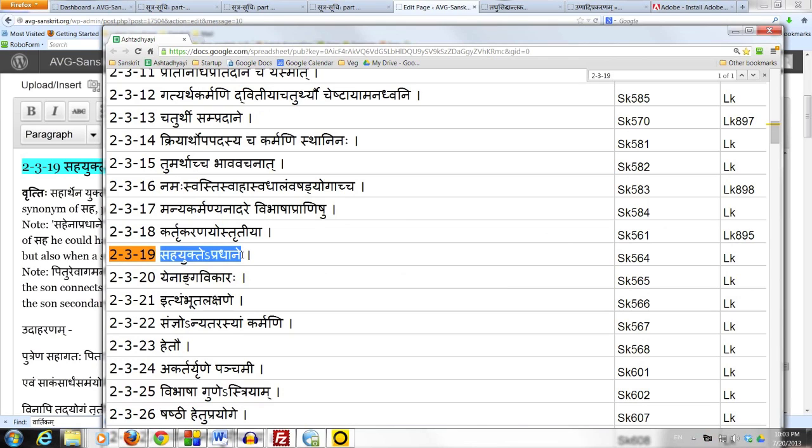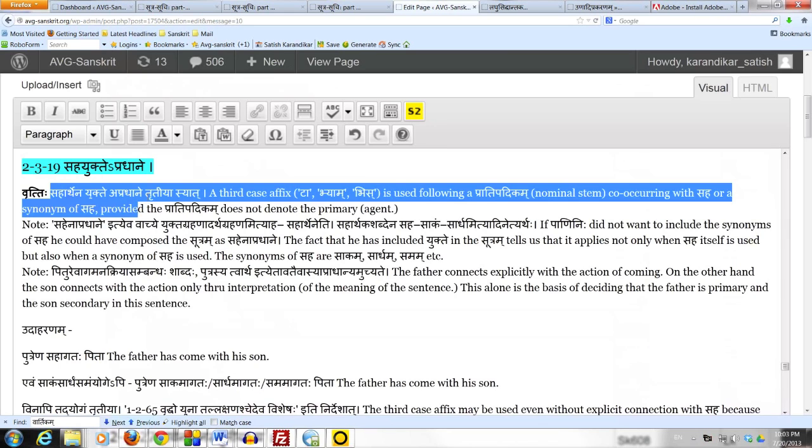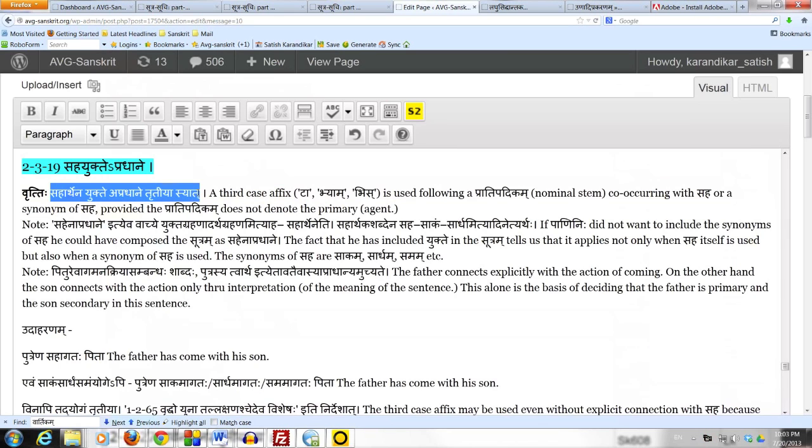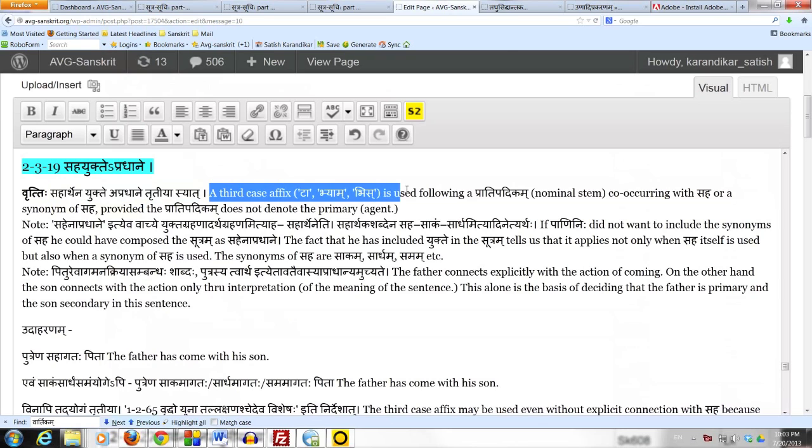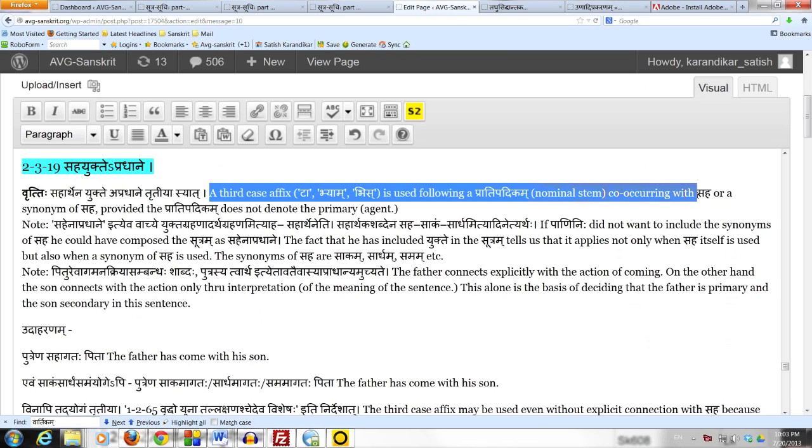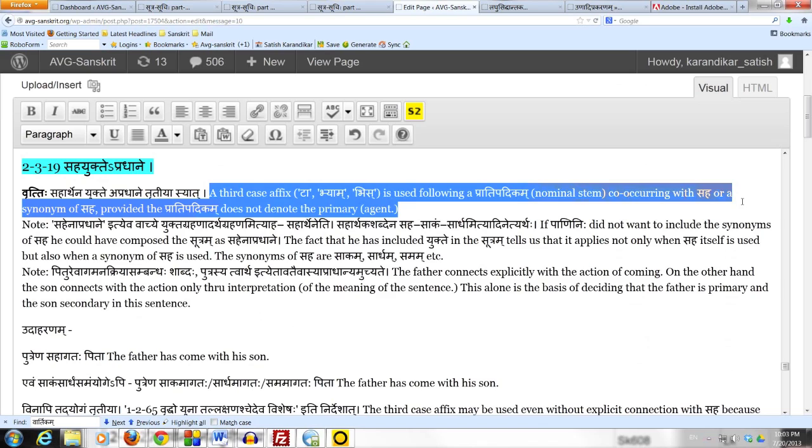Sahayukte pradhane. The vritti says, Saharthena yukte apradhane tritiya syat. A third case affix, ta, bhyam or bhis, is used following a pratipadikam, a nominal stem, co-occurring with, used along with saha, or a synonym of saha, provided the pratipadikam does not denote the primary agent of the action.